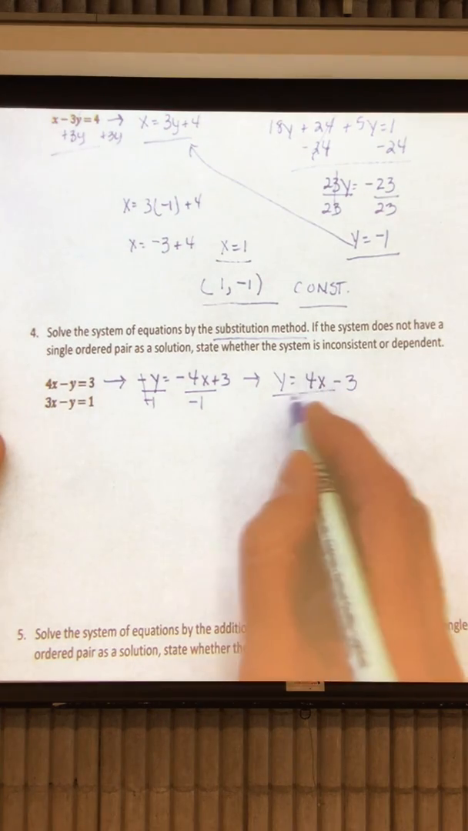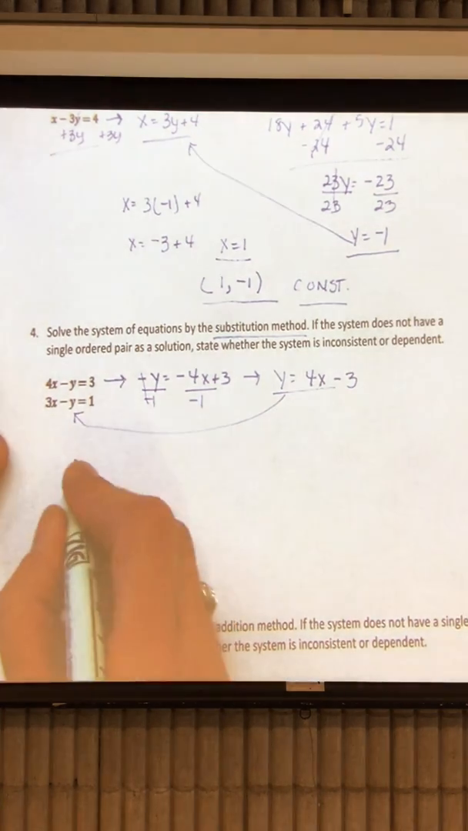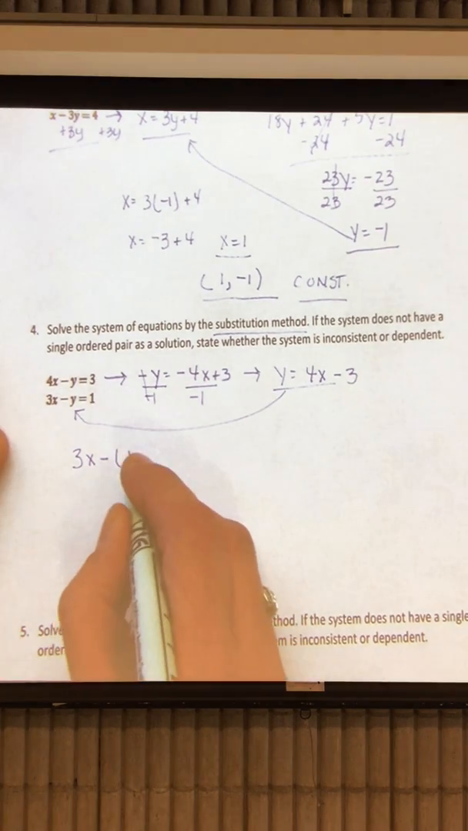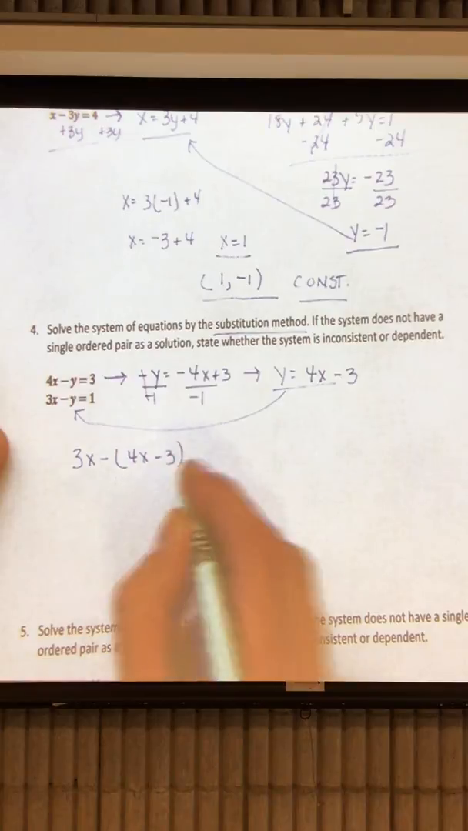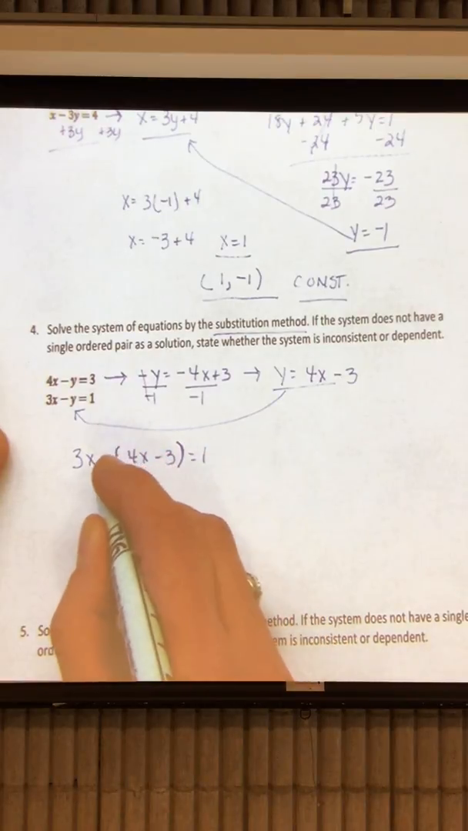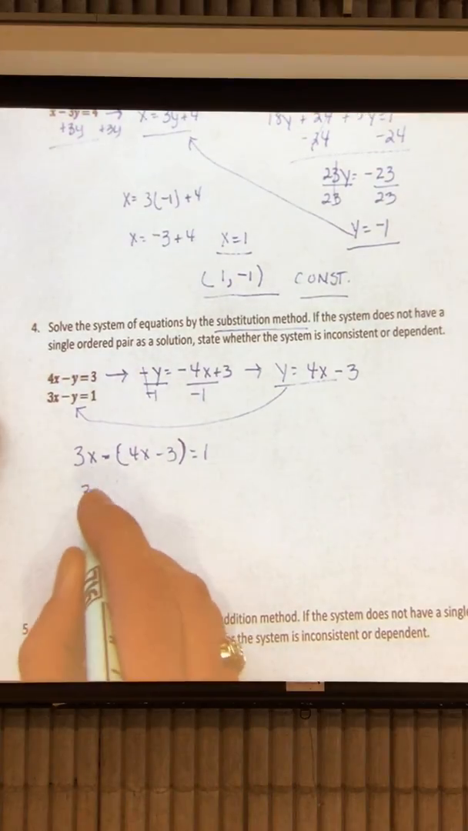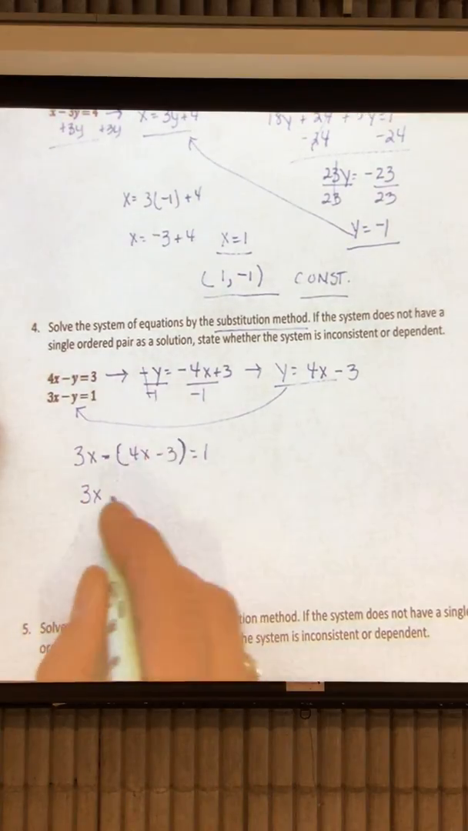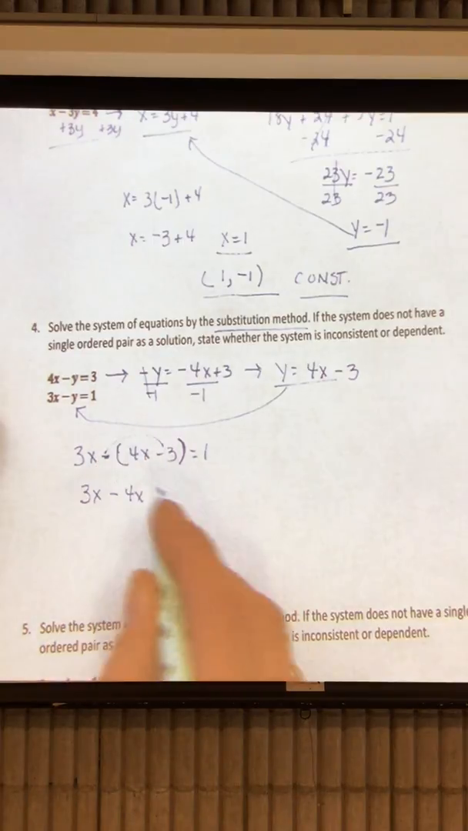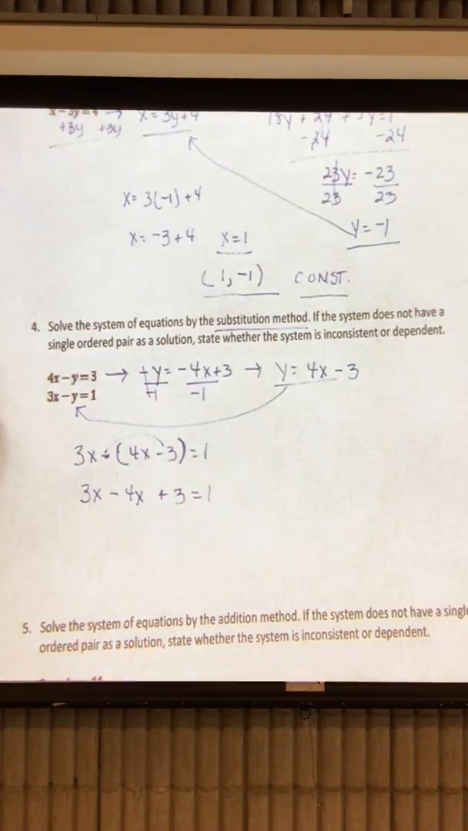So let's substitute this y into the second equation. So we have 3x minus y, which is 4x minus 3, is equal to 1. Again, make sure you put the parentheses so you distribute the negative there. So let's do that. Let's distribute the negative. We have negative 4x. And then a negative times a negative becomes a positive. So we have positive 3 is equal to 1.